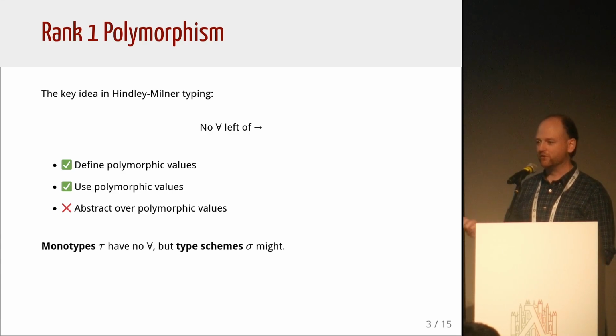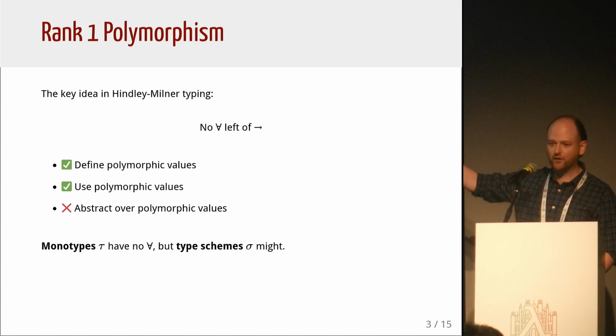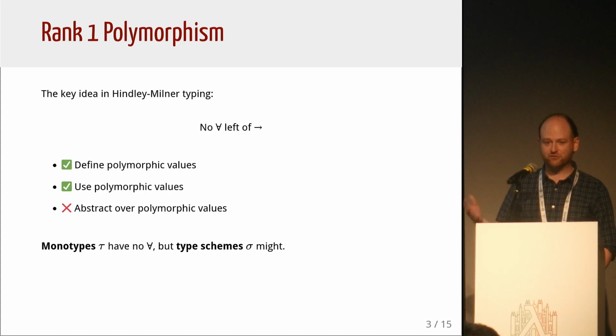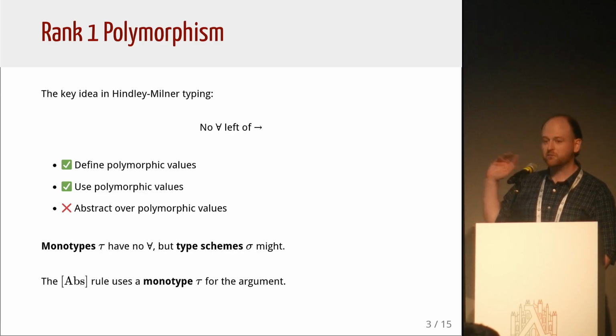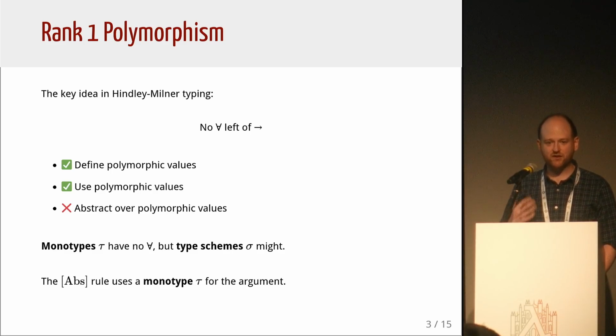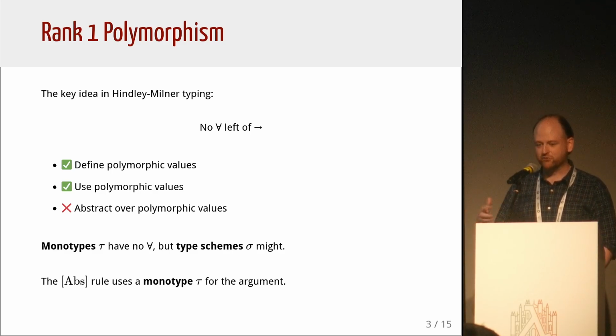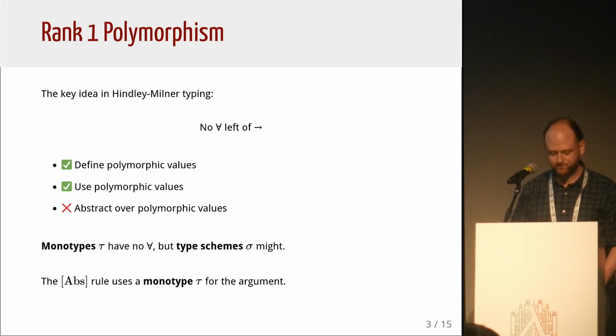So this splits the world into monotypes, which I'm writing with tau, which are the types that don't have a for-all in them, and type schemes, which I'm writing with sigma, which are the types that may have a for-all in them. And then the rule for typing lambdas makes sure to use a monotype for the argument. And this is the key simplification that makes type inference work so well in the Hindley-Milner type system.